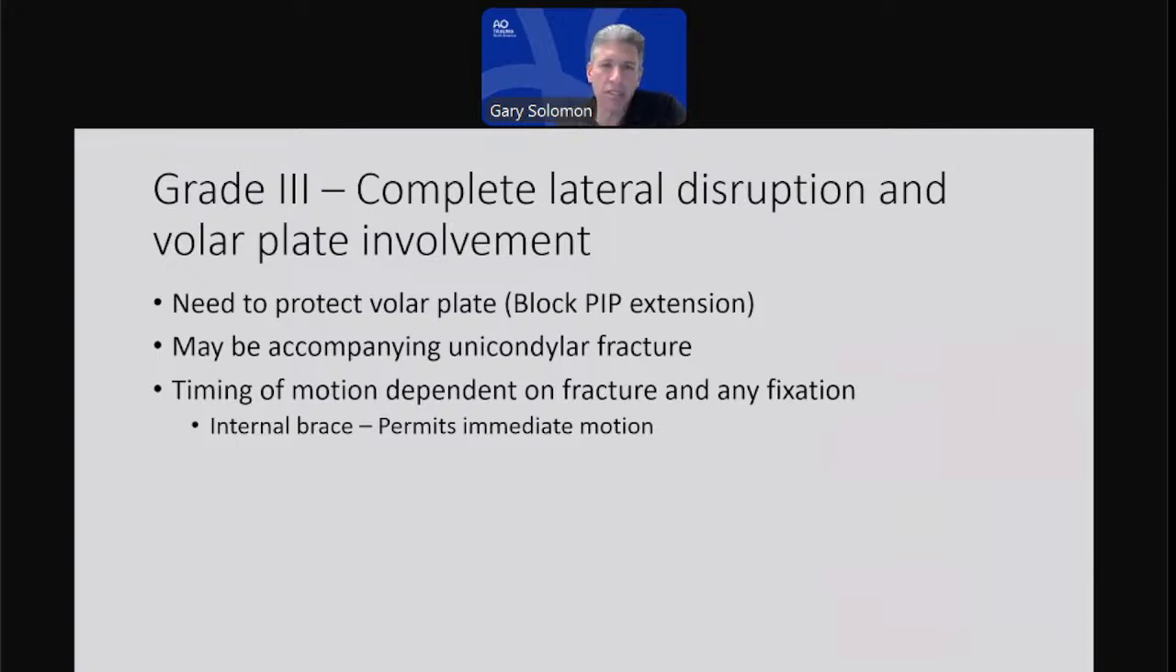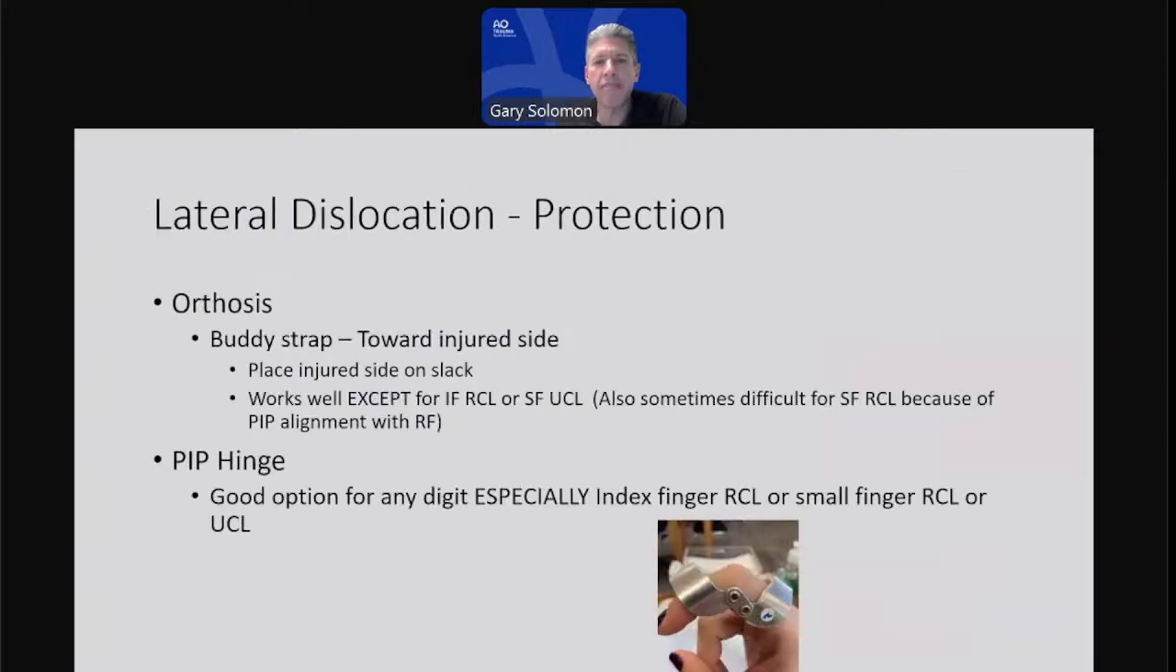We're moving these a lot faster because the surgeons use the internal brace now for the lateral side, and that lets us start moving them a little earlier. If there is lateral insufficiency, we use buddy straps a lot, taping towards the injured side, but that does not work well for an index finger radial collateral or a small finger ulnar collateral, or a small finger in general, because small finger and ring finger don't line up well a lot of times at the joint level. So there are these PIP hinges that I like to use just to give a little bit extra lateral stability.